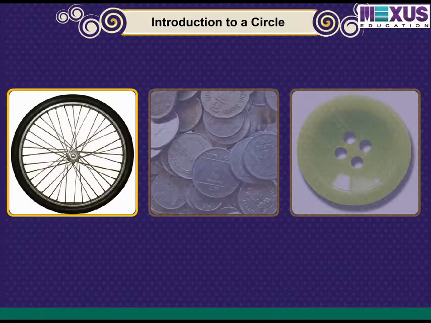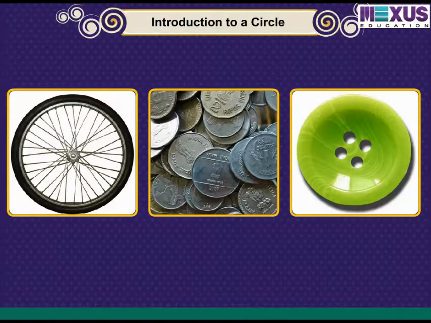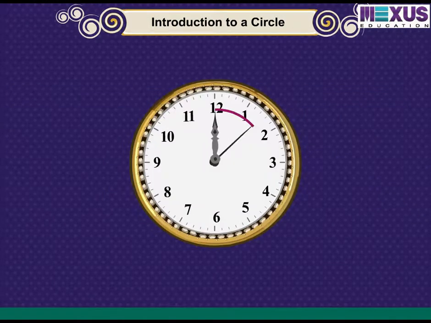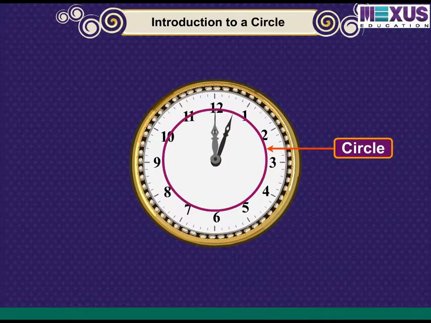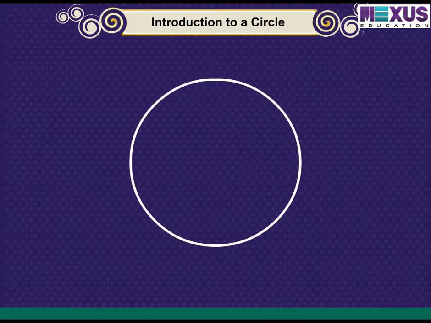For example, wheel, coins, button of shirts, and so on. We see in a clock, seconds hand goes round the dial of the clock rapidly, and its tip moves in a round path. This path traced by the tip of the seconds hand is called a circle. Hence, the circle is the set of all points in a plane that are a fixed distance from a center.